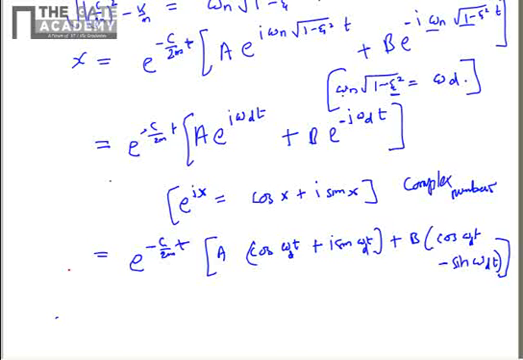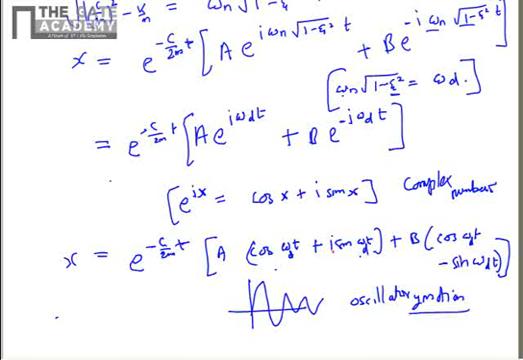So hence you can see here that the displacement is a function of cos and sine functions. So hence the motion is oscillatory. In the underdamped case, you get oscillatory motion because you get cosine and sine functions against the time period t.